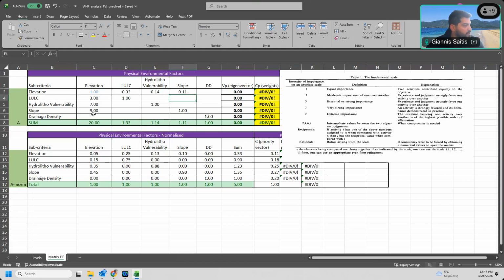So 9 slope to elevation. So elevation to slope is 1 to 9. Okay. So you see now how it is filled. And final one, elevation to drainage density. So I remind you, drainage density is the length of the rivers to the area that the rivers pass.